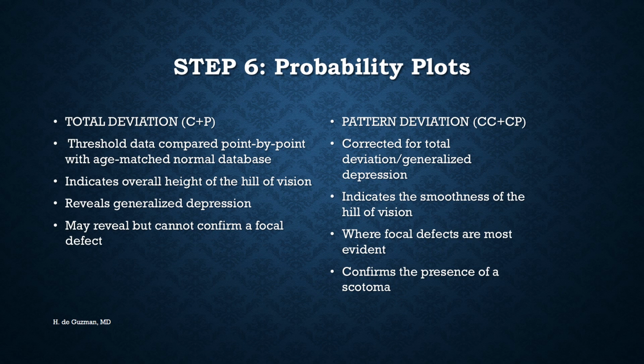The pattern deviation, or the corrected comparisons and corrected probability, are the total deviation corrected for generalized depression. It indicates the smoothness of the hill of vision, so this is where any focal defects will become evident. So it confirms the presence of a scotoma that might or might not have been obvious on the total deviation plot.